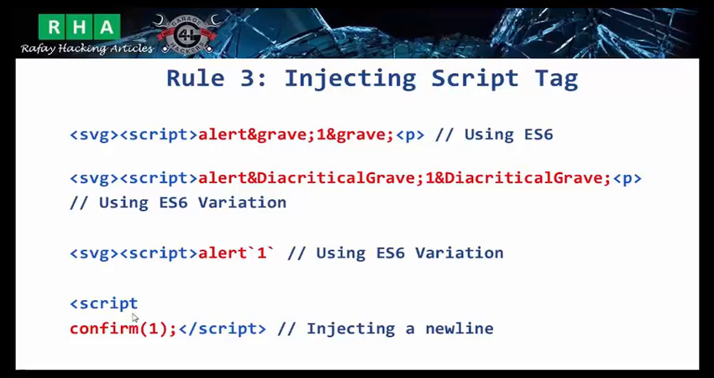And then injecting a new line. There are some filters that would use the dot operator to match all the possible inputs, anything followed by script. However, the dot operator matches everything apart from a new line, so we can inject a new line sometimes in order to achieve a bypass.